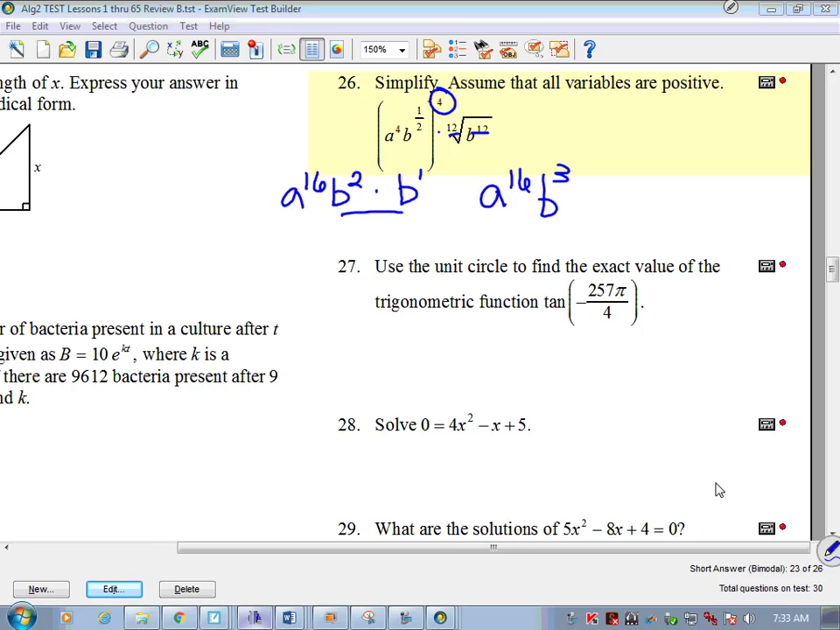We'll check that out. Make sure we're not wrong. A to the 16th b cubed. A to the 16th b cubed is correct.